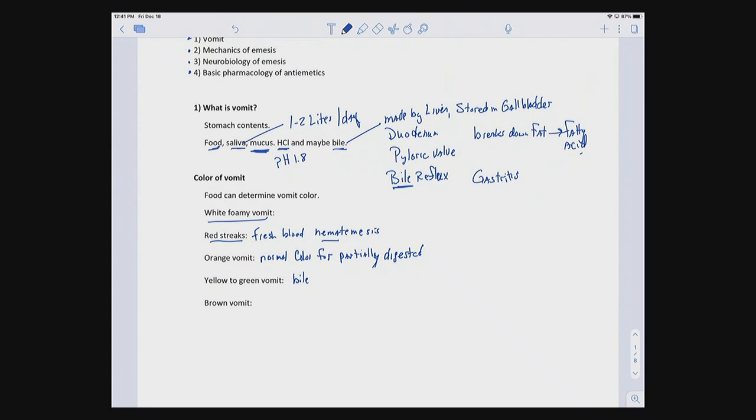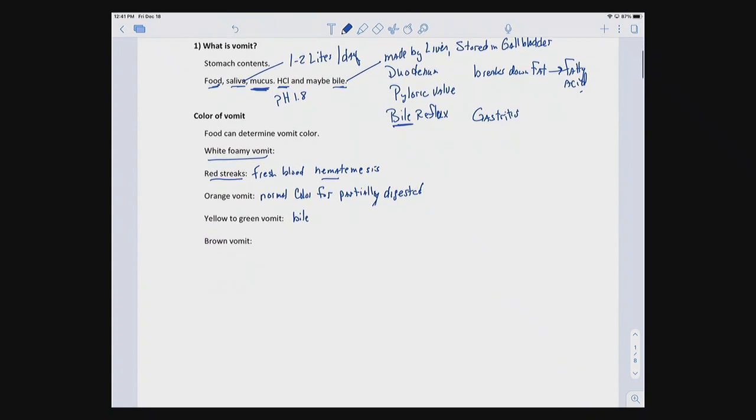So again, it's a matter of how much green is going on with that. And again, we're going to talk a little bit later about certain types of vomit events will actually force the content of the duodenum back into the stomach, but that's for another time. So anyway, yellow to green, bile. All right, so the other one is going to be brown vomit. Now again, we're excluding chocolate ice cream on this one.